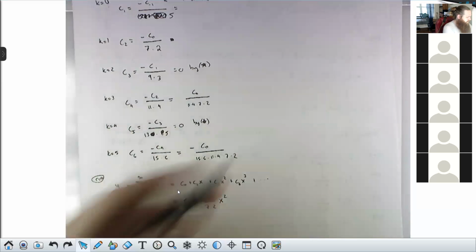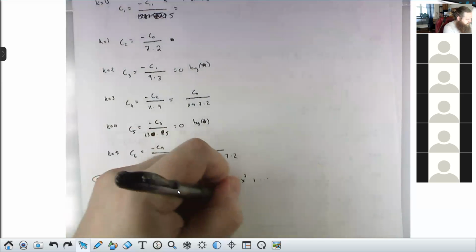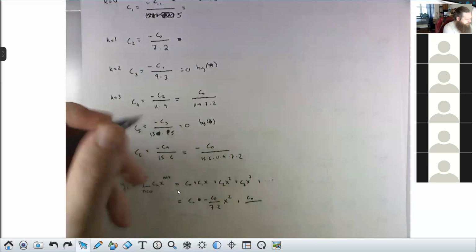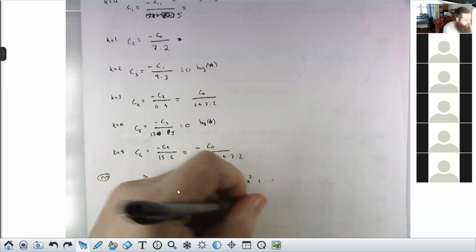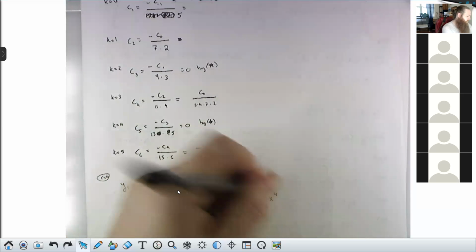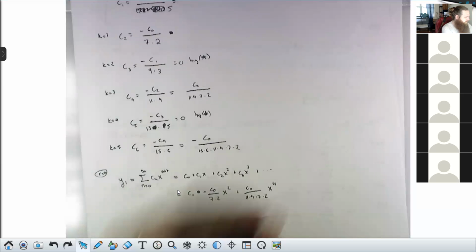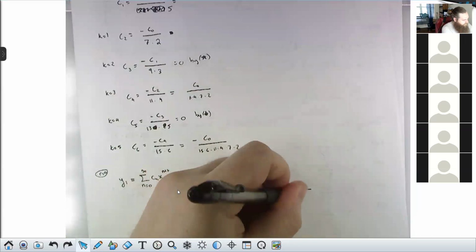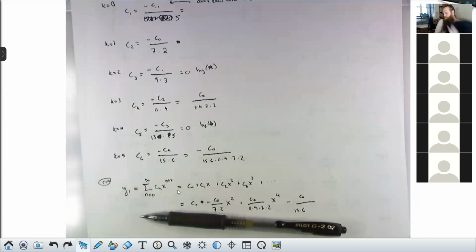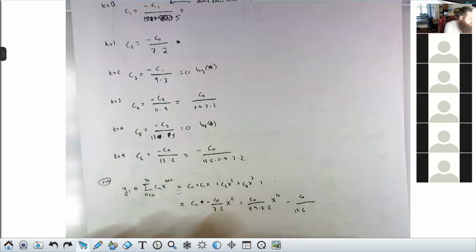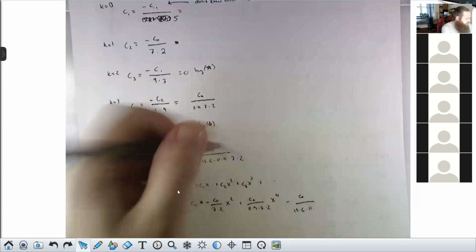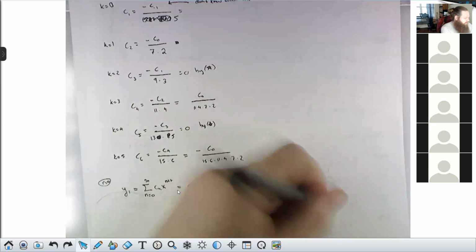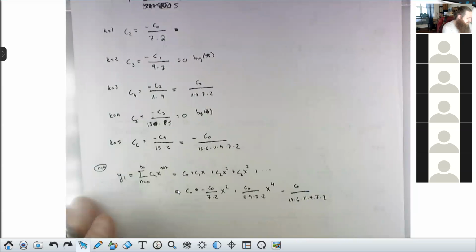C3 is 0. And then next we have C4, which is plus C0 over 11 times 4 times 7 times 2 x to the 4. C5 is 0. C6 will be minus C0 over 15 times 6 times 11 times 4 times 7 times 2, x to the 6. So there's our 6th order approximation for that first function.